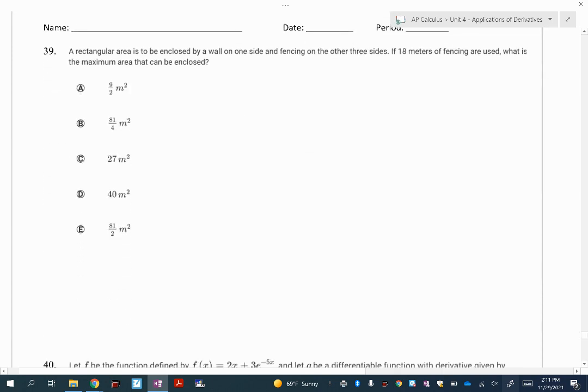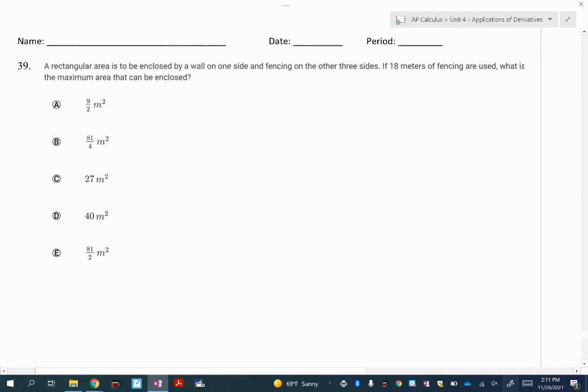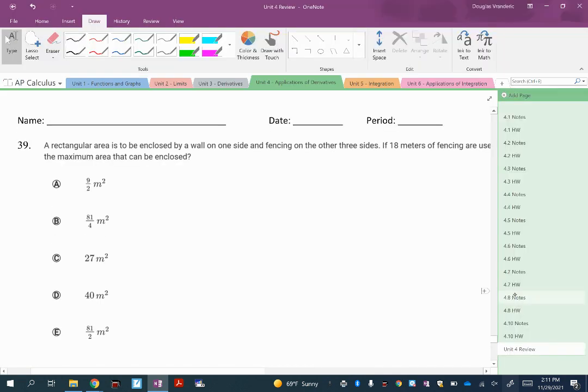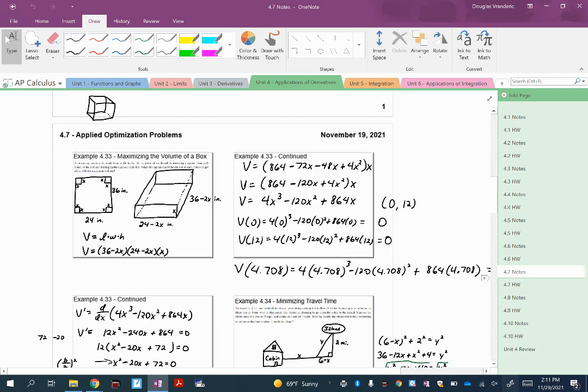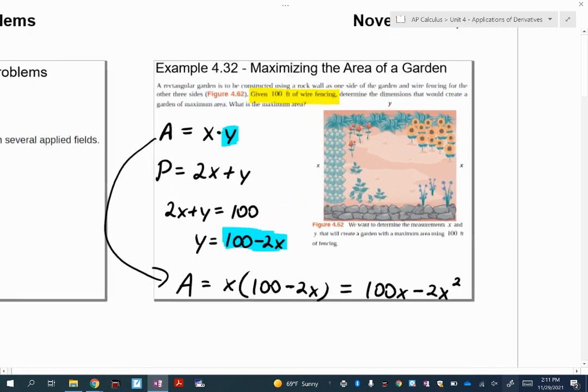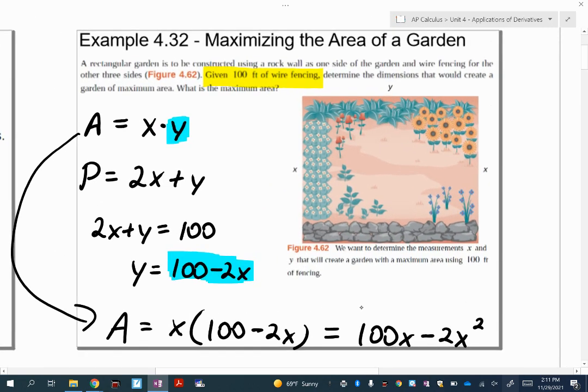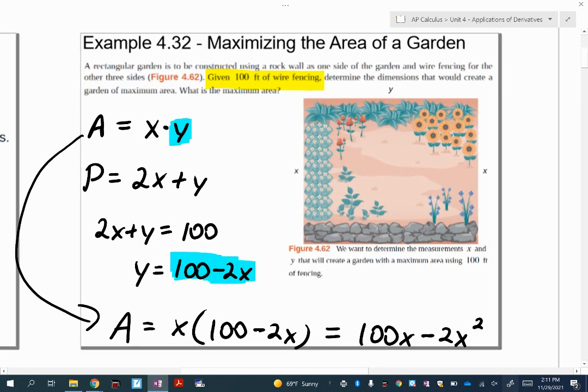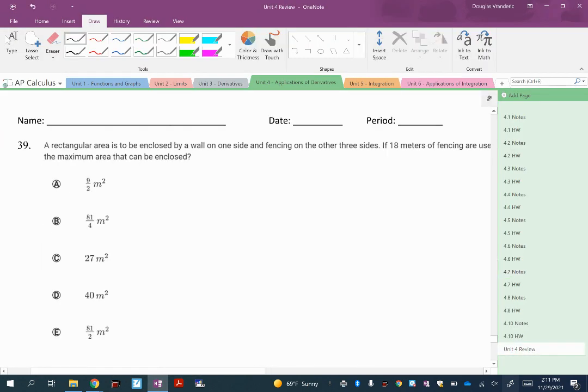Let's do 39. Again, I chose this one because we did a problem, the very first problem we did about optimizing the area of our garden with one of the sides being a wall. It wasn't a wall. Let me see. I can pull it up real fast. One of our sides was, maybe it was a wall. Yeah, a rock wall. This problem is essentially identical to this problem right here. Okay, so we're going to do the same kind of thing. Numbers will look different, but that's why I chose it.